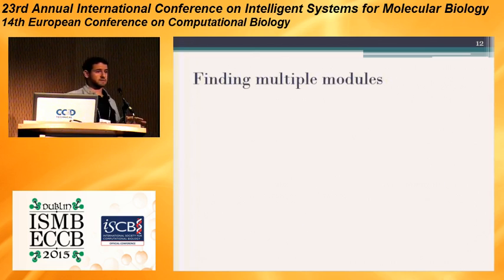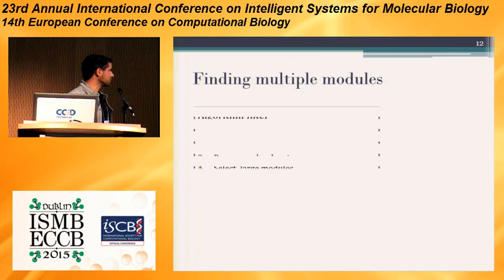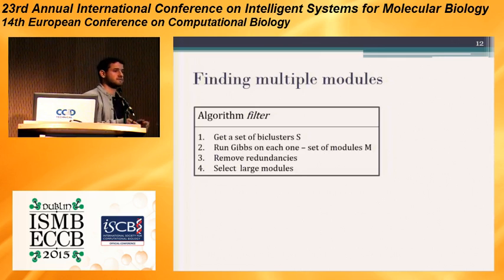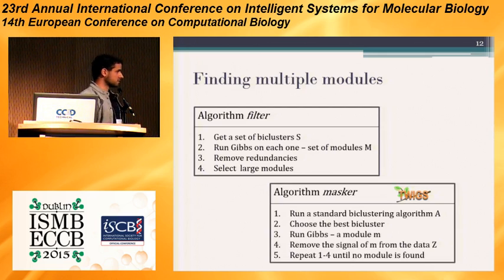Up until this point, I just explained how we find only one module. Okay, so we would like to find more than one module in the data. So here we try two different heuristics. The first one is called FILTER. It's very simple. You run your bi-clustering algorithm, you get a set of bi-clusters, and you run the Gibbs sampler on each one of them. The second approach, we call MASKER. It's also simple. You run the algorithm, get one module, and run the Gibbs sampling on it to refine the module. Once you have a module, you remove its signal from the data, and you repeat the process again. Variations of these heuristics are commonly used in other bi-clustering algorithms.